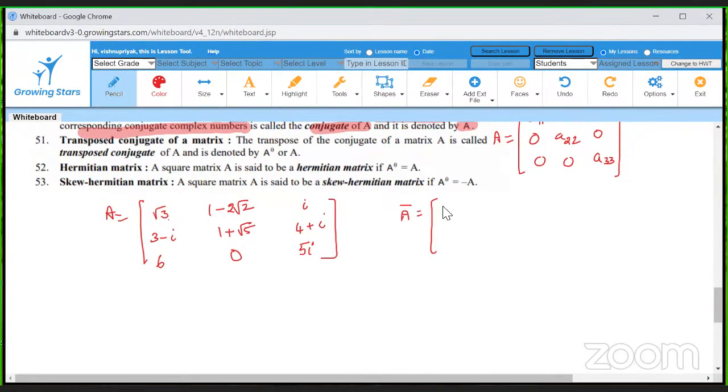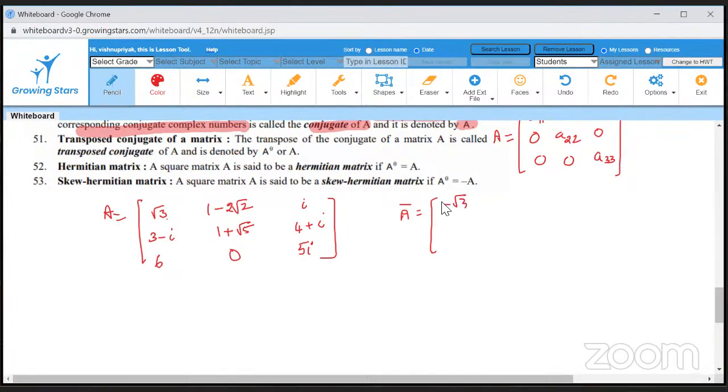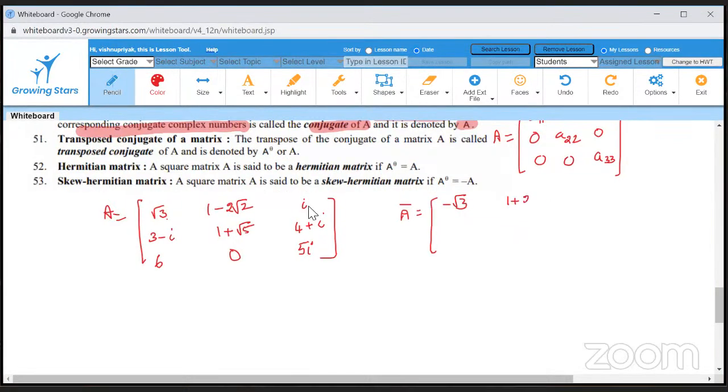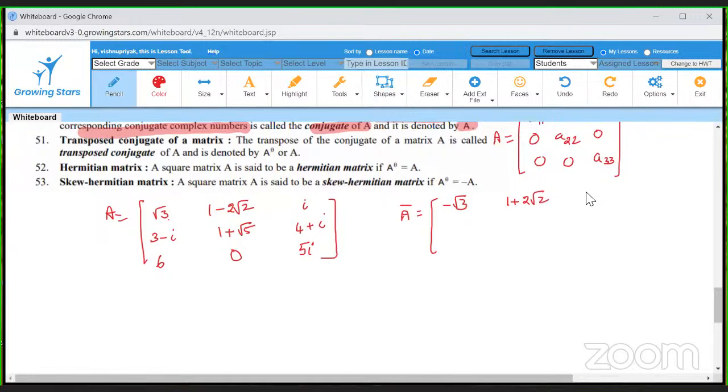Then conjugate of A means what? Conjugate of root 3 is minus root 3. Conjugate of 1 minus 2 root 2 is 1 plus 2 root 2. Conjugate of I is minus I. Conjugate of 3 minus I is 3 plus I. Conjugate of 1 plus root 5 is 1 minus root 5. Conjugate of 4 plus I is 4 minus I. Conjugate of 6 is 6. Conjugate of 0 is 0. Conjugate of 5I is minus 5I. This is called the conjugate matrix.